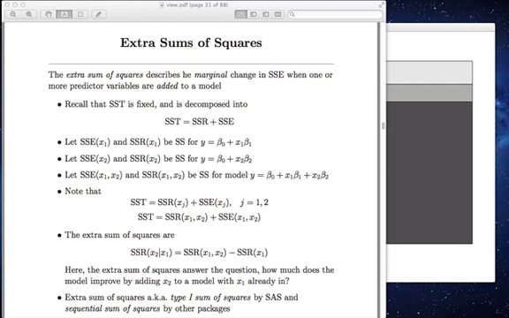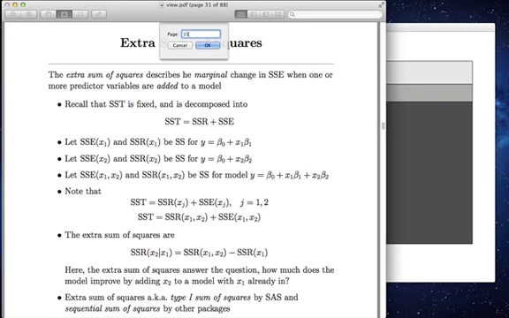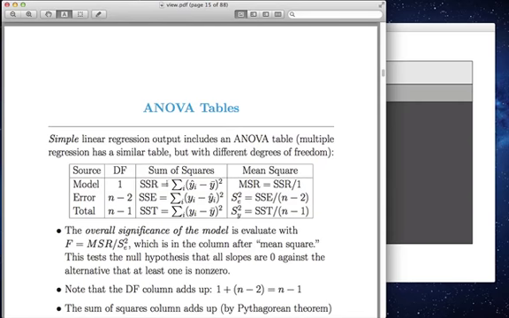This lecture is going to talk about a really important metric that we're going to use in model selection, and that is the extra sum of squares and partial sums of squares. Now, before I get into this, I want to emphasize the importance of understanding an ANOVA table.